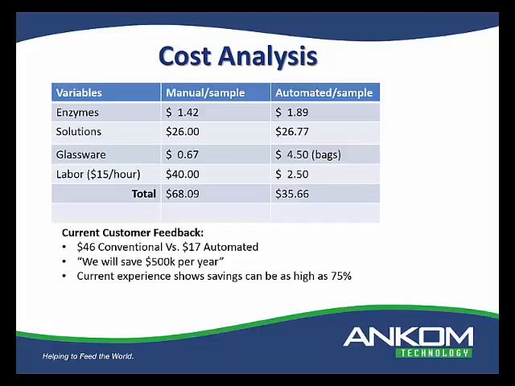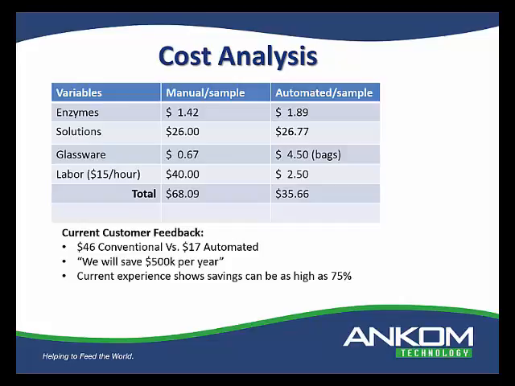So the total here is a little over $68 for the manual, about $35 for the automated. So that's about a 60% savings. Well, that's a little more than 50% there. That's conservative. Yeah, I think it's like 47, 48.